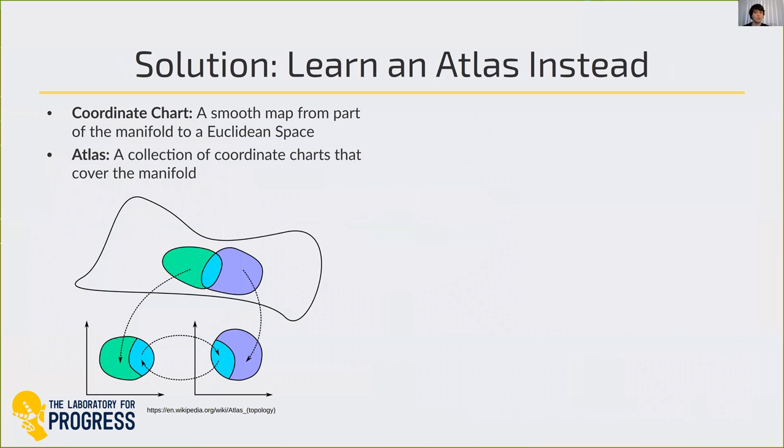Our solution is to instead learn an atlas of coordinate charts. A coordinate chart is a mapping from a subset of the manifold to a Euclidean space, and an atlas is a collection of overlapping charts that together cover the manifold. The key benefit of learning an atlas is we obtain a faithful low-dimensional representation within each chart embedding, but still maintain knowledge of the global data topology.